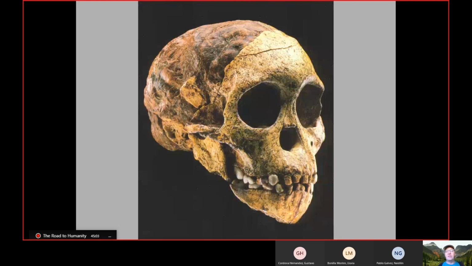So here's the skull of the Taung child. I want to point out that we see two different colors in the bone here. And that's because this front part was what they actually found in the ground. And the back part they reconstructed based on what they knew about the anatomy of skulls.